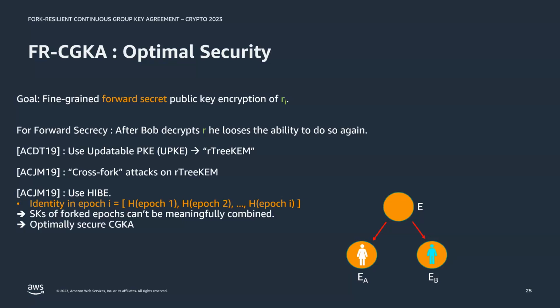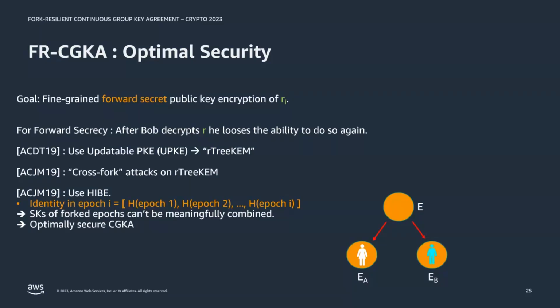HIBE, for those of you that don't know, is like identity-based encryption where your public key is an arbitrary string, like an email. But instead of just one string in HIBE, it's a whole vector of strings. And the salient property of HIBE is if you have the secret key for some vector v, you can easily derive the secret key for any larger vector v prime that begins with v. Right? So they use HIBE in a pretty sneaky way.